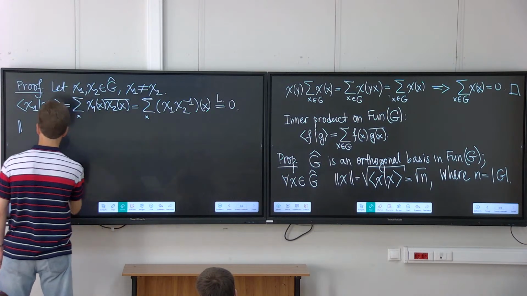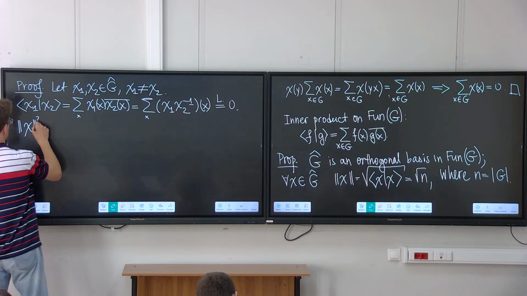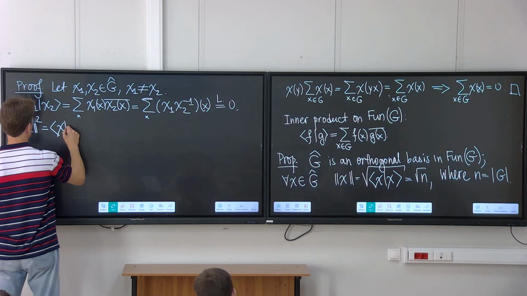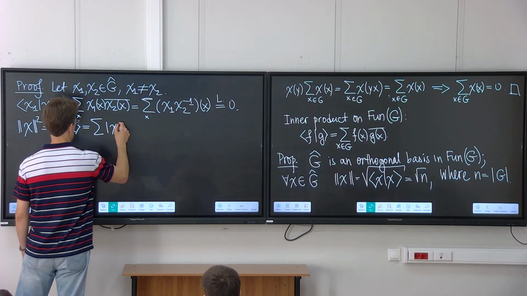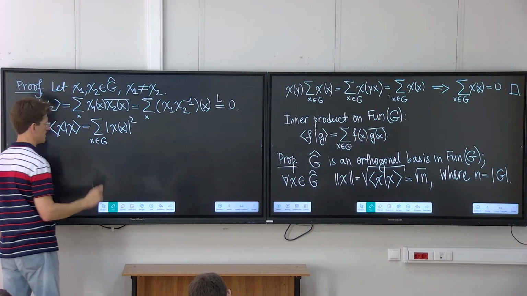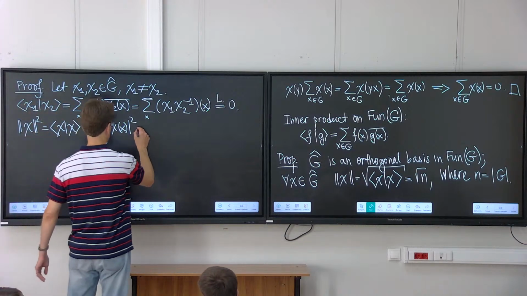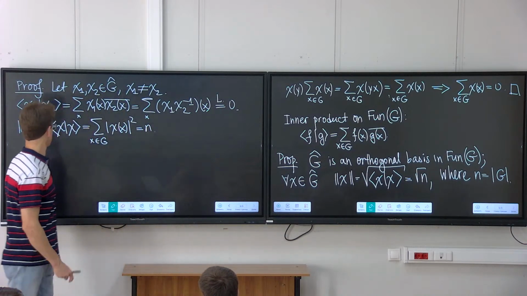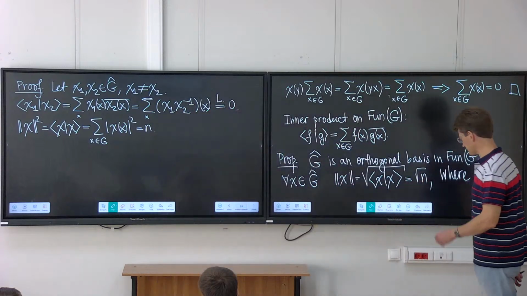We will now calculate the norm. Well, the square of the norm of every character is the inner product of chi by itself. Well, this is just the sum, but chi is a unitary character, so this number is equal to 1, and the whole sum is equal to n. And this proves the second statement.